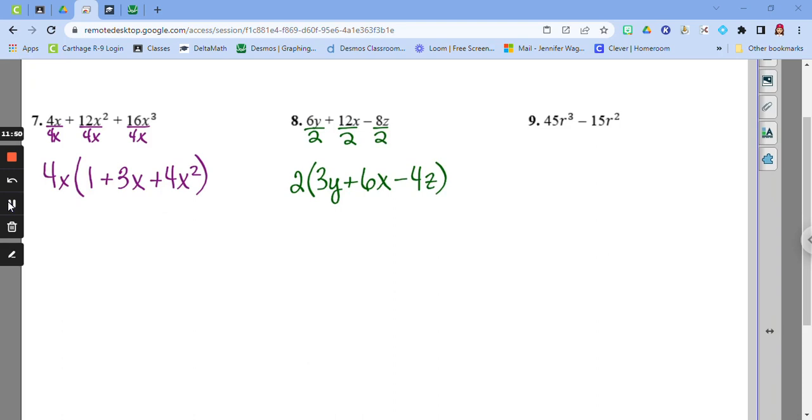Number 9. 45 and 15 can both be divided by 15. How many r's? 2. Correct. So 15r squared on each. So 45r cubed divided by 15r squared is 1r. No, just kidding. 3r. 15r squared divided by 15r squared, 1.